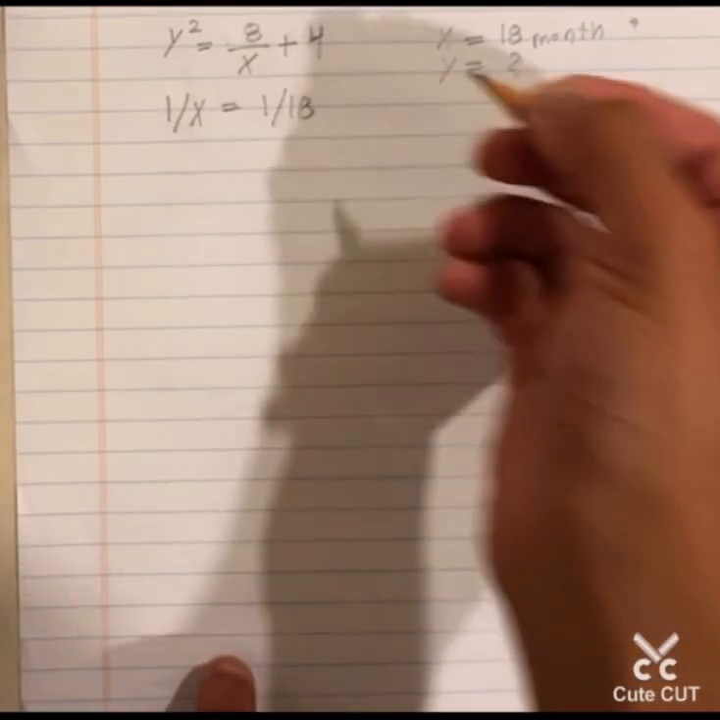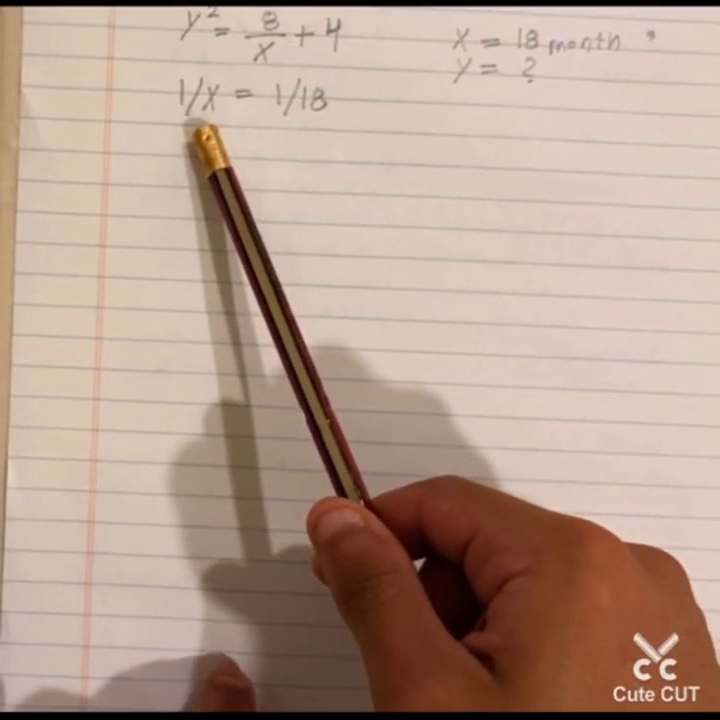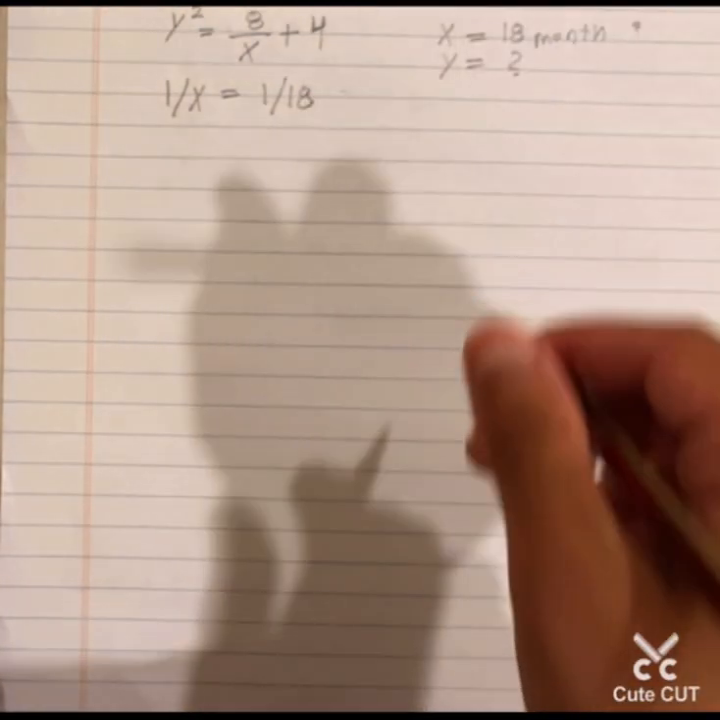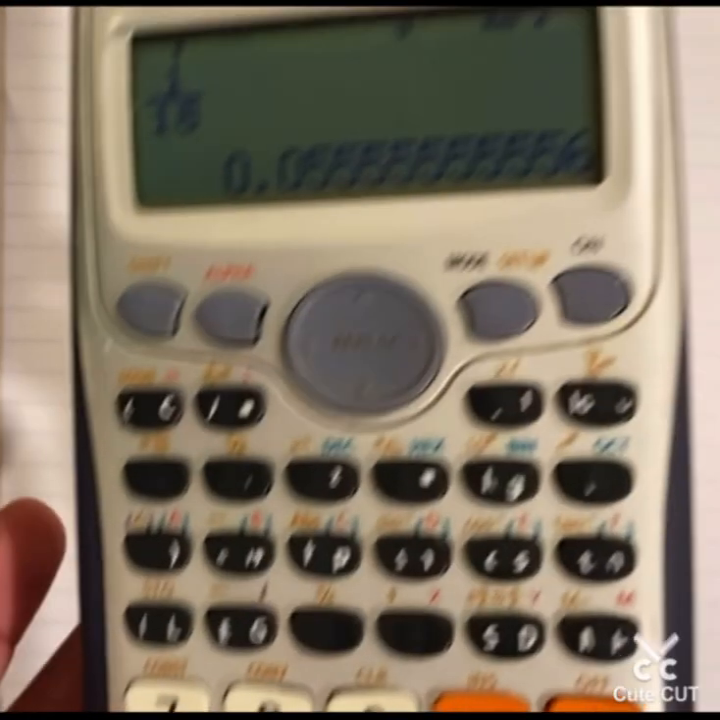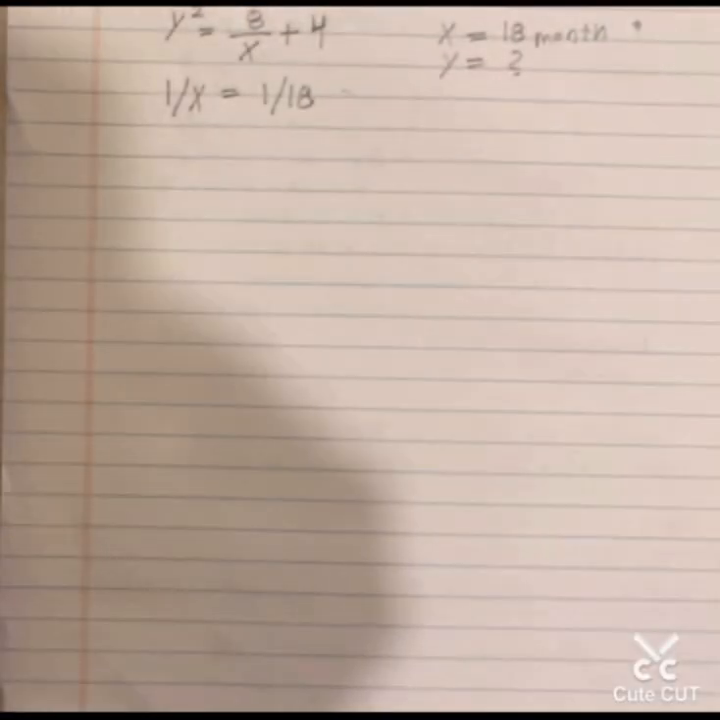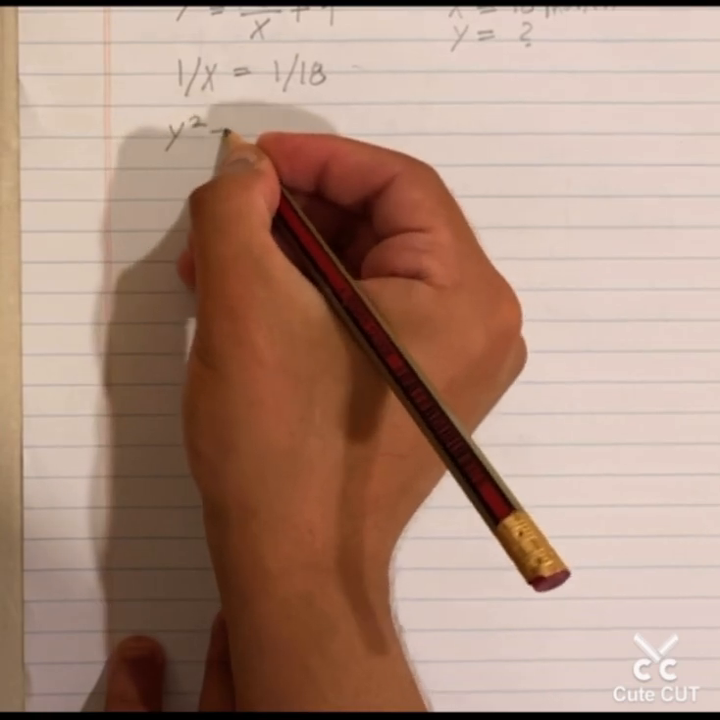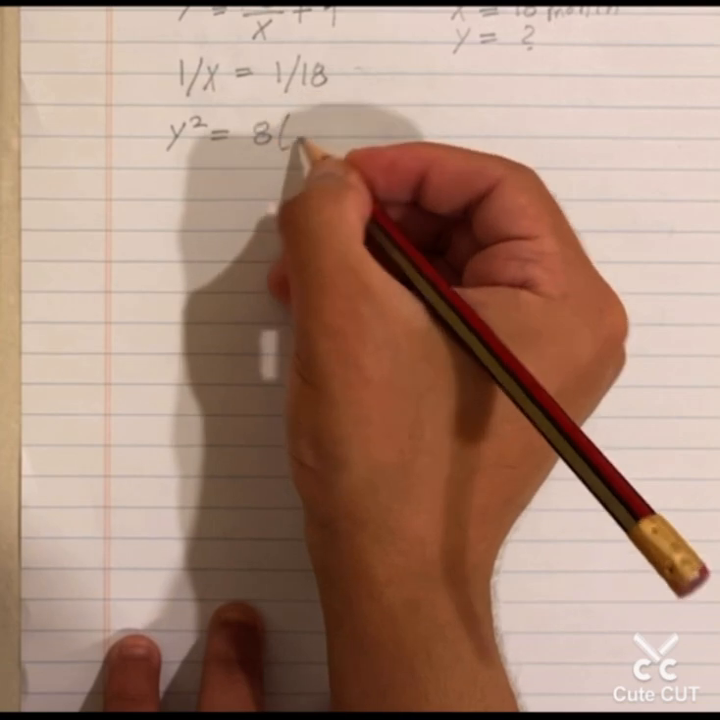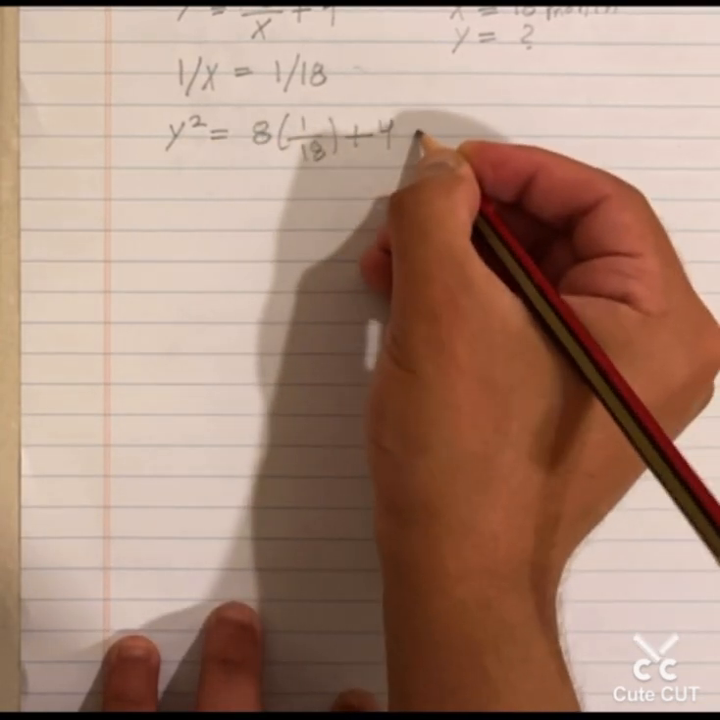Because the data that I understood has 1 over x, it does not have x, so it will be 1 over 18. Make it as is, 1 over 18, because it's a very complicated number if you calculate it. Look, it will be 0.100, so avoid it, make it as is. Now y squared in this case will be 8 multiplied by 1 over x, which is 1 over 18, plus 4.